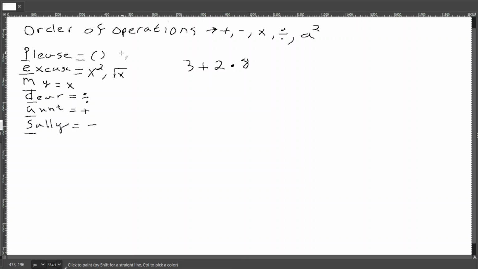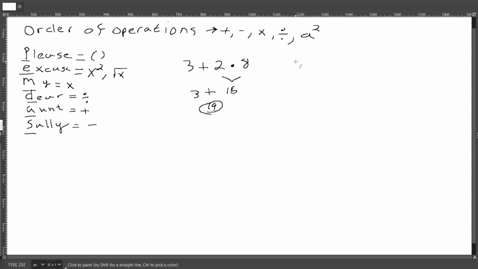If we go down, we can say, well, I don't see parentheses. I don't see any exponents. Oh, I do see a multiplication. Right? I gotta do this first. 16. Okay? So 16 happens first. And then you're able to bring down the 3 and the plus. And then that's 17, 18, 19. So that's the correct answer right there, right?